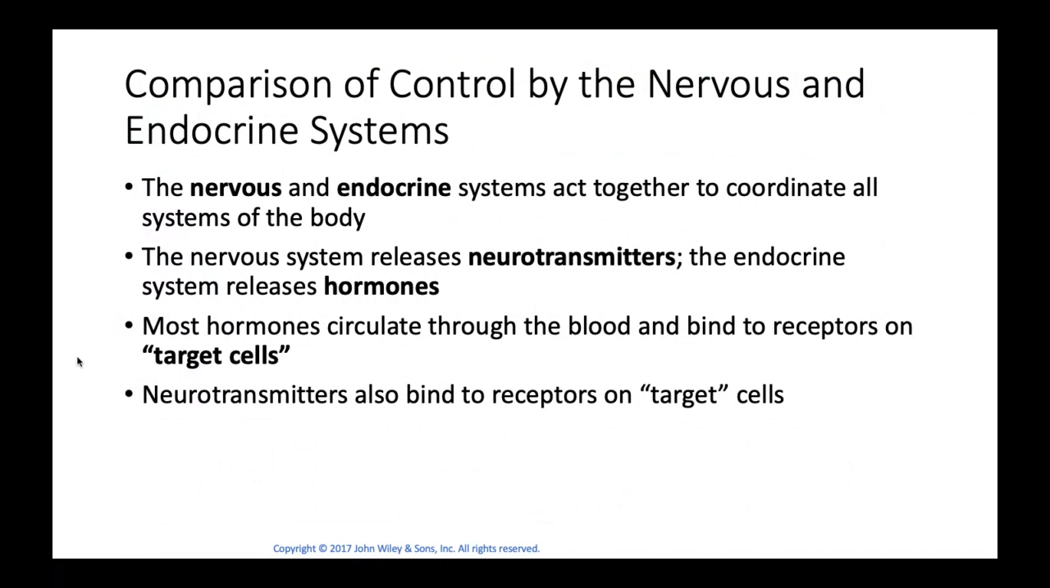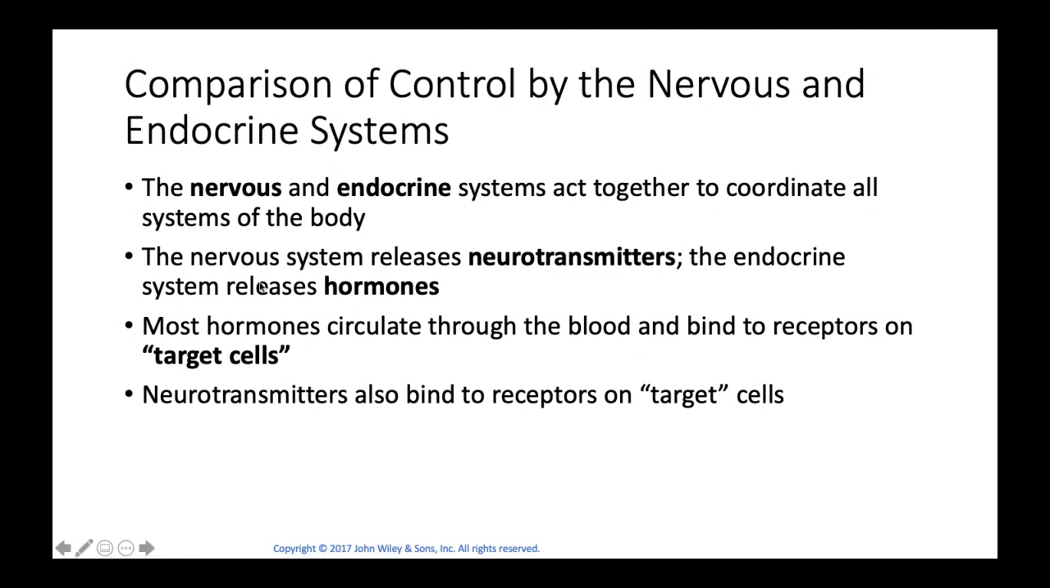So let's take a look and compare and contrast these two systems first, right? The endocrine system to the neural system. Now, both of these systems are control centers. Both of these systems are involved in coordinating and controlling the systems of the body. They just do it through slightly different methods.